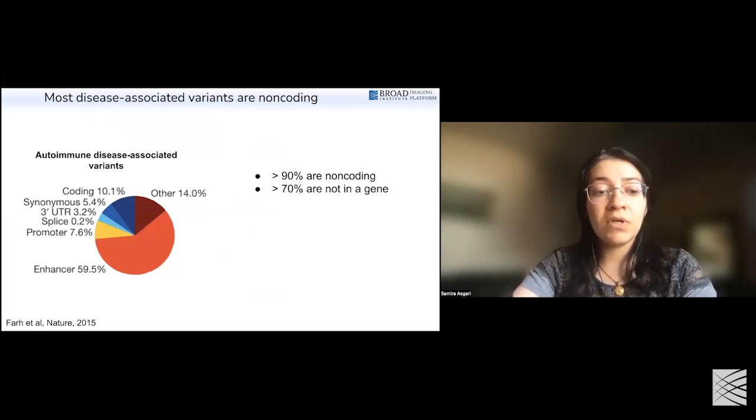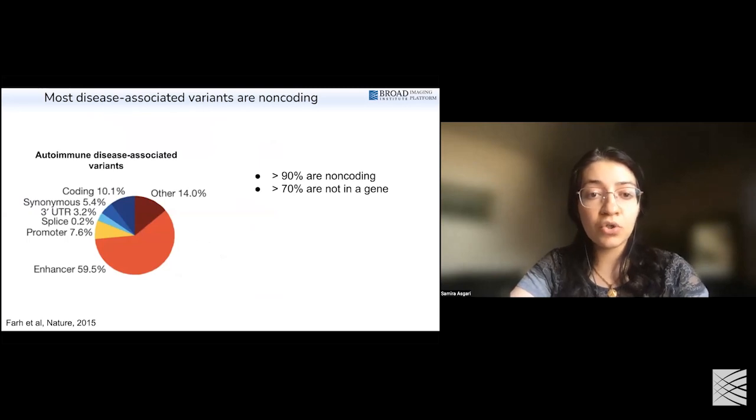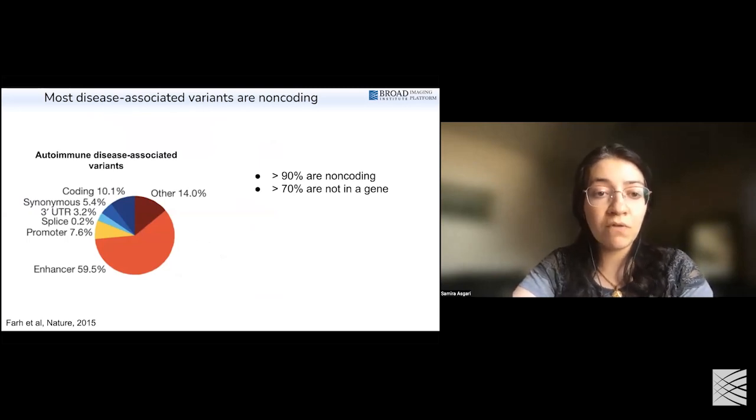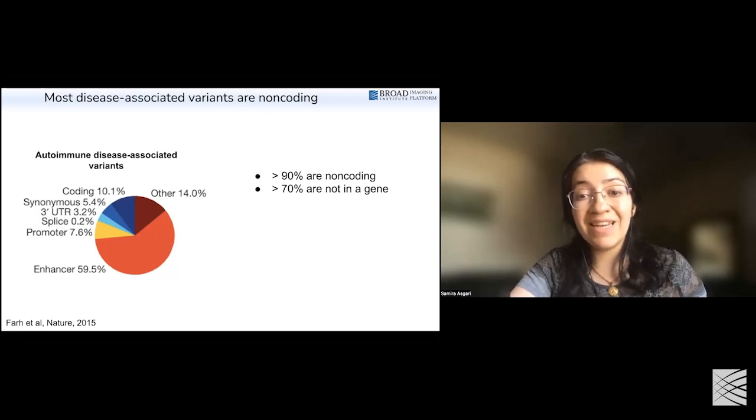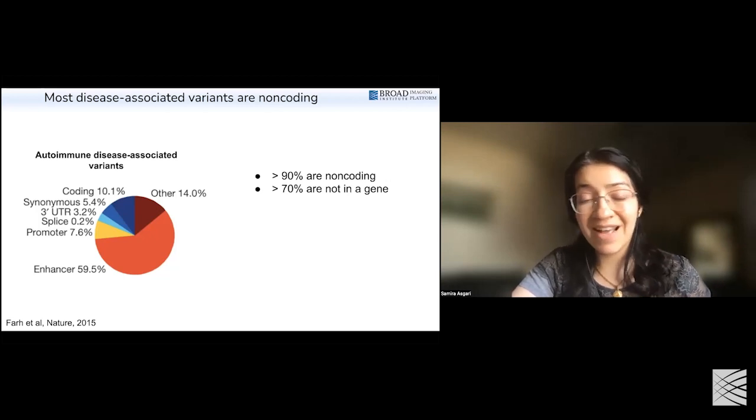So just to give you an example, here is the pie chart showing the proportion of variants associated with autoimmune diseases through the study of common complex autoimmune diseases, and about 90% of these variants that have been identified do not affect the sequence of the protein in the genome, and about 70% of them do not even fall in a gene. So they are in non-gene regions, intergenic enhancers, regulatory regions, but not in the gene.